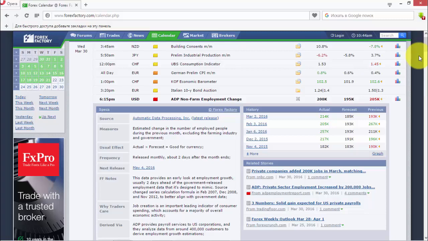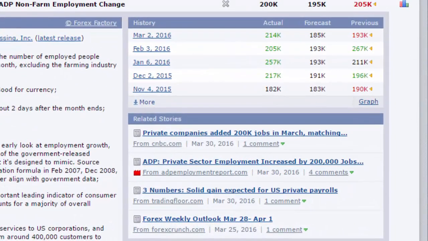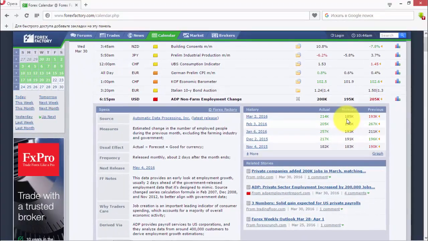Job creation is an important leading indicator of consumer spending, which accounts for a majority of the overall economic activity. When the actual number is higher than the forecast, it's a positive for the economy and positive for the dollar against the Japanese yen. How to trade it?